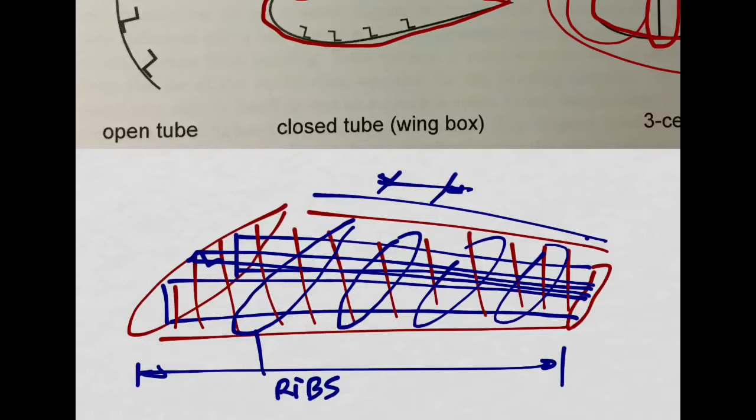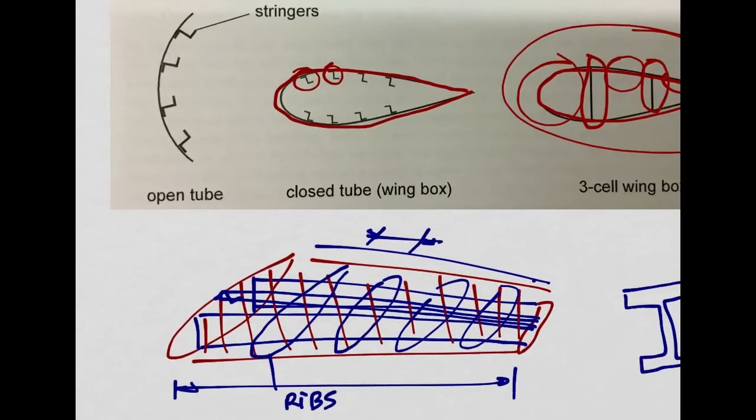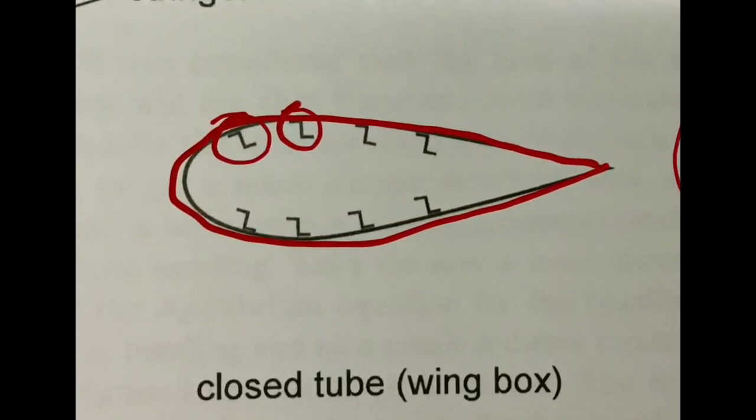All right? So there's a lot of stuff in a wing, a lot of structural analysis. There's a lot of bonding as well. How do you bond these stringers with the skin, right?